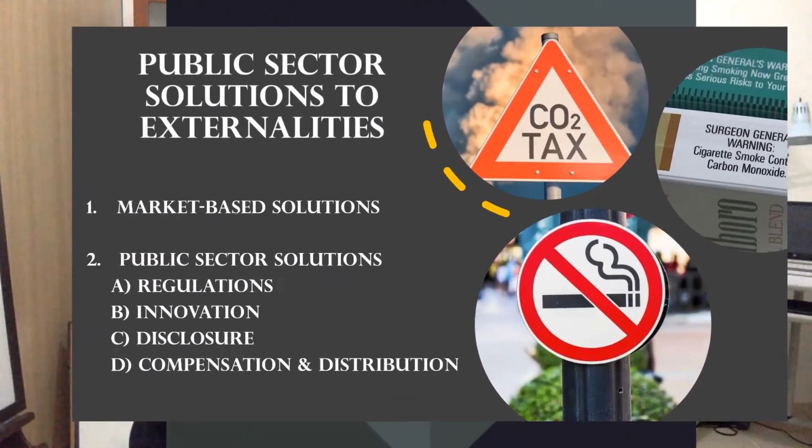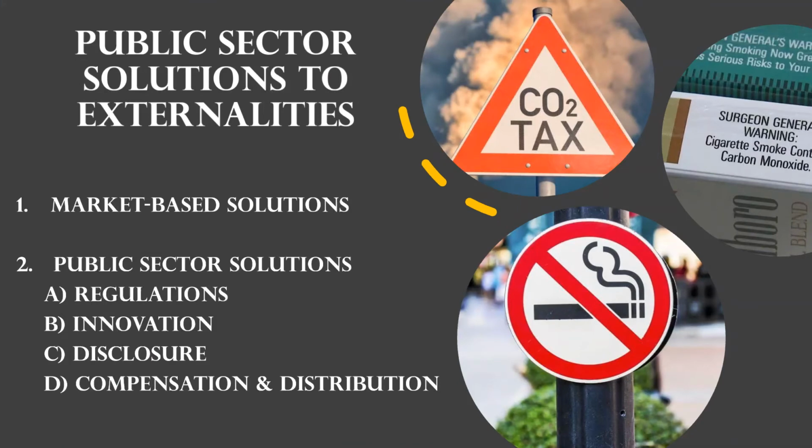Some of these solutions to externalities are market-based and some are public sector solutions. And we already started talking about some of these when we were discussing the Coase theorem, transaction costs, and the free rider, etc. But there are ways, right? You can impose a tax on the production. For example, a CO2 tax, as you see here in the picture. You can impose a tax.